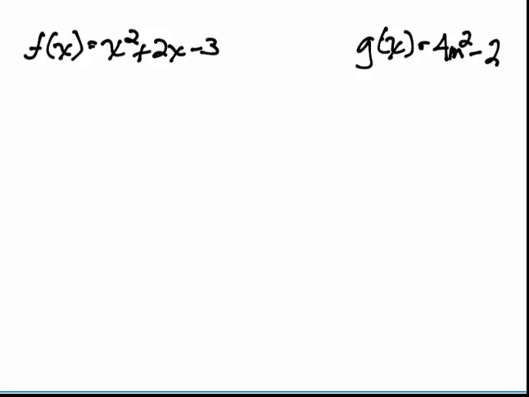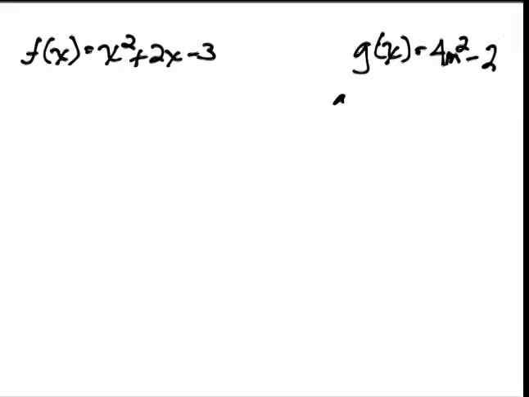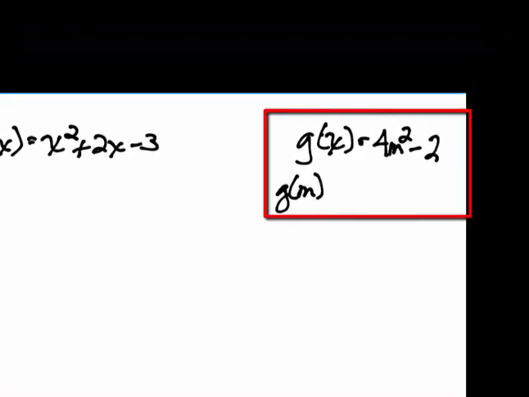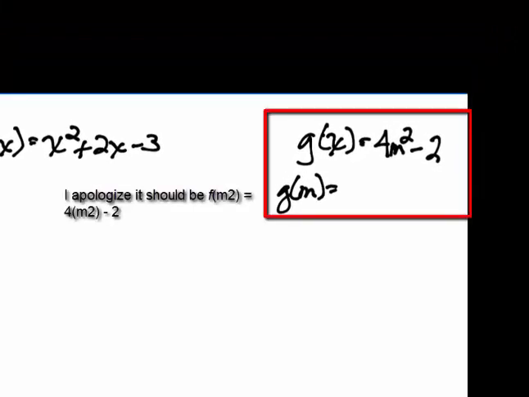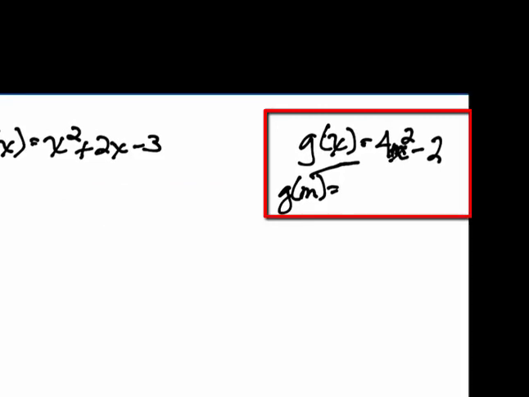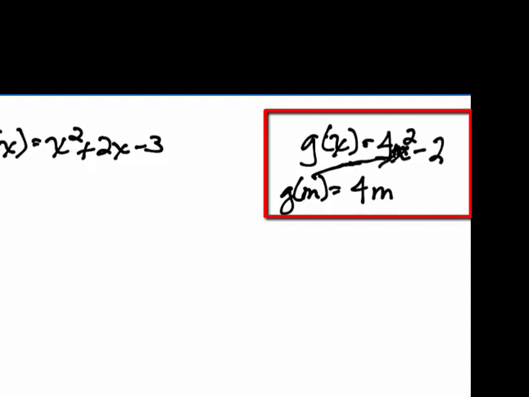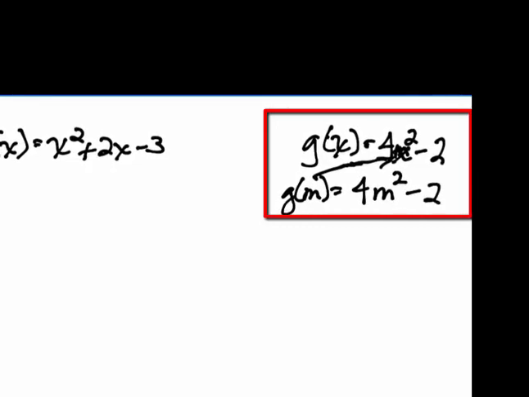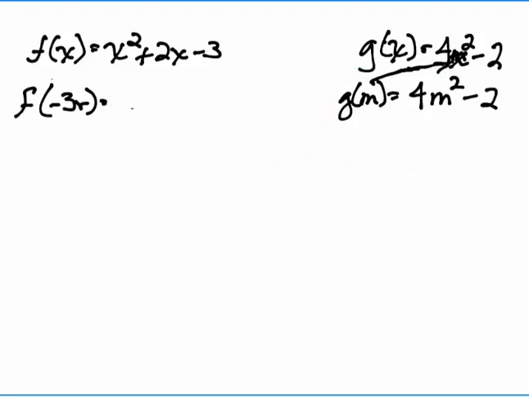Okay, on page 68, we have a few more that they want us to do, so we'll go ahead and do that. G of m equates to just substituting, oops, that should be an x, G of x, just replacing the m. So we would have 4m squared, and we're not doing anything with the constant, so that stays.